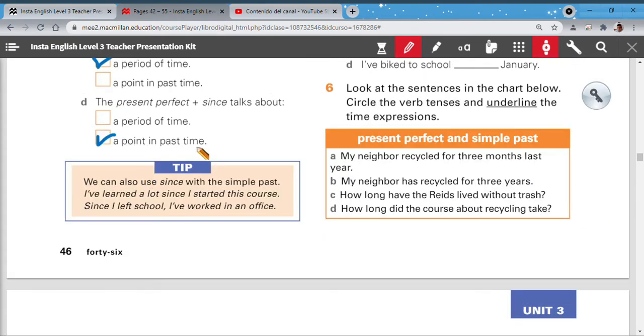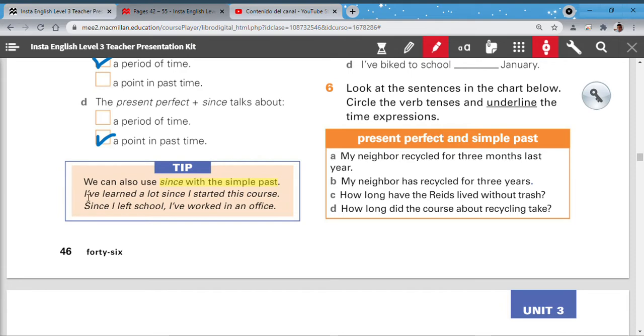Now here we have a tip. We can also use since with the simple past. Be careful. We can also use since with the simple past. I've learned a lot since I started this course. Since I left school, I've worked in an office.